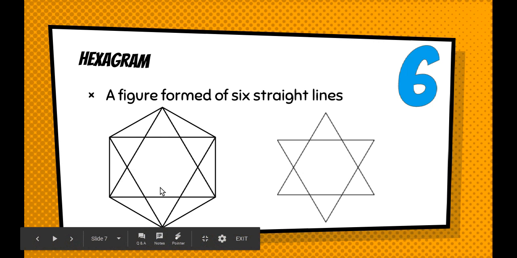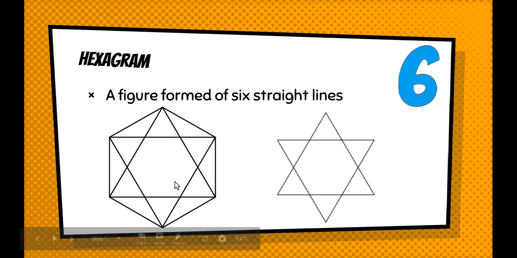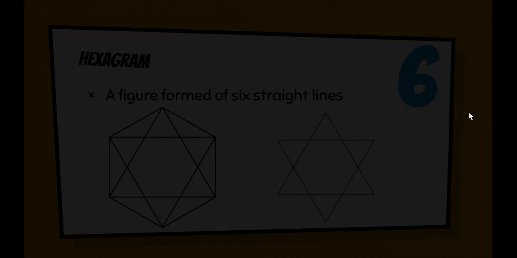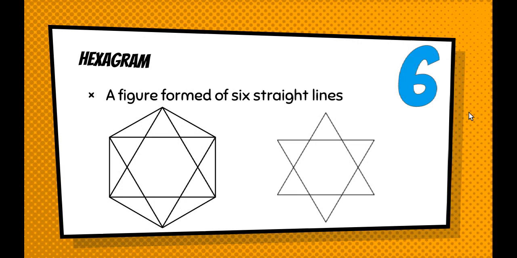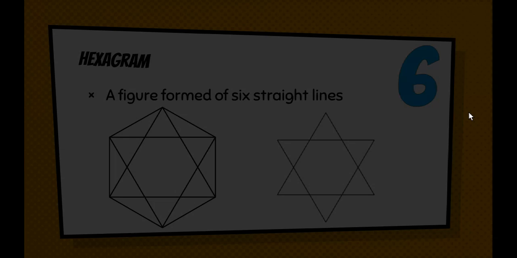This figure over here has a hexagram on the inside of it. So these lines on the outside, this is, I guess, a hexagram and a hexagon. Oh, for your homework, you need to go ahead and draw a hexagram in the box.